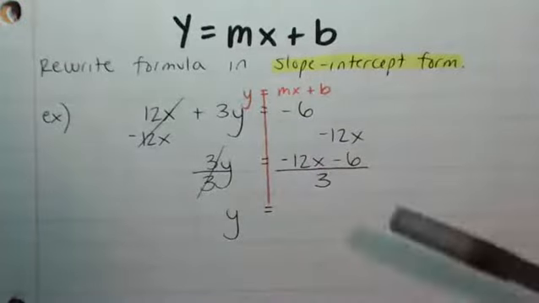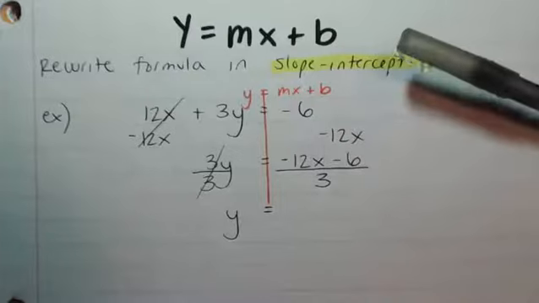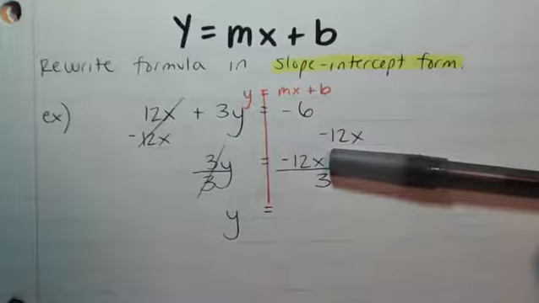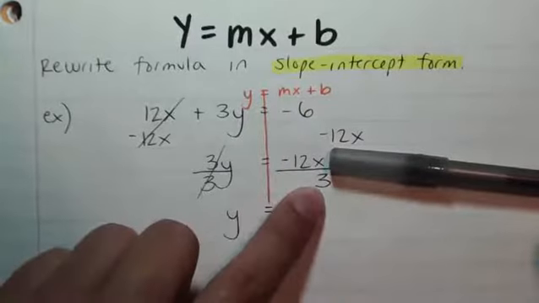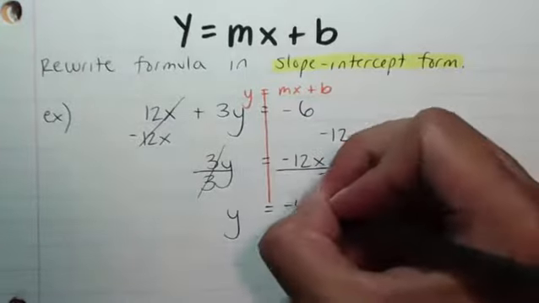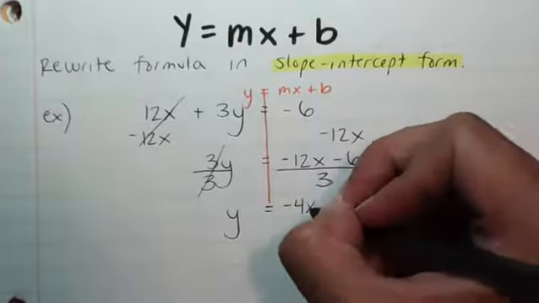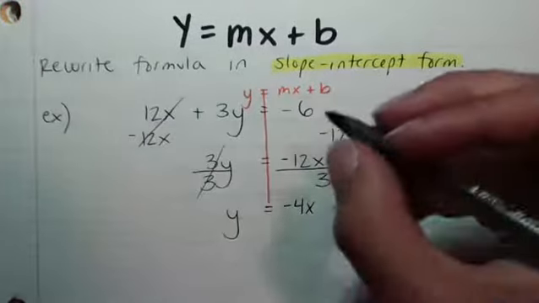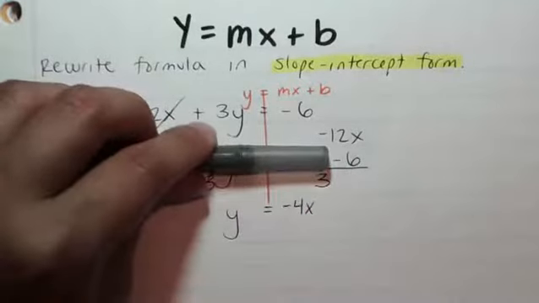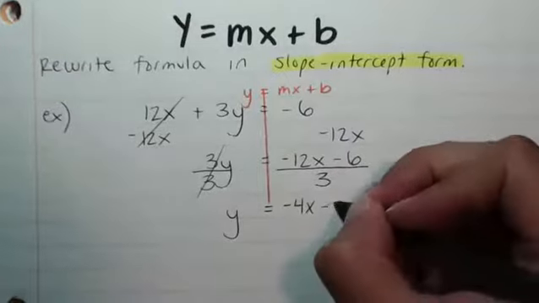Again, if I divide the whole side by 3, I can really look at two separate fractions. Cover up that negative 6. What's negative 12 divided by 3? That gives me negative 4 over 1, and that x is attached to it. And then if I cover up the first term, negative 6 divided by 3 would be negative 2.